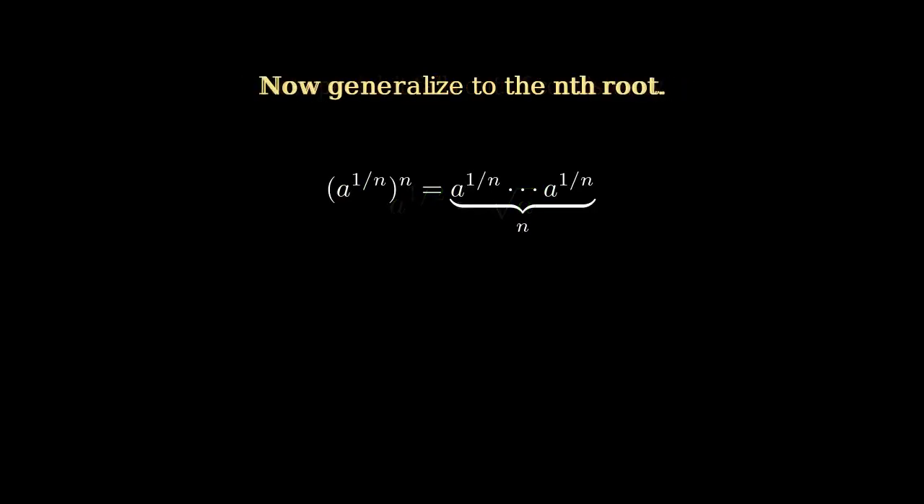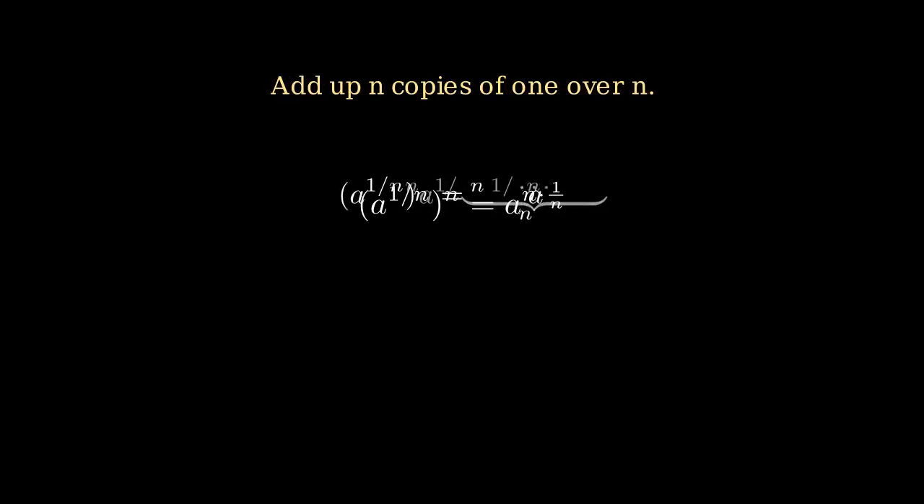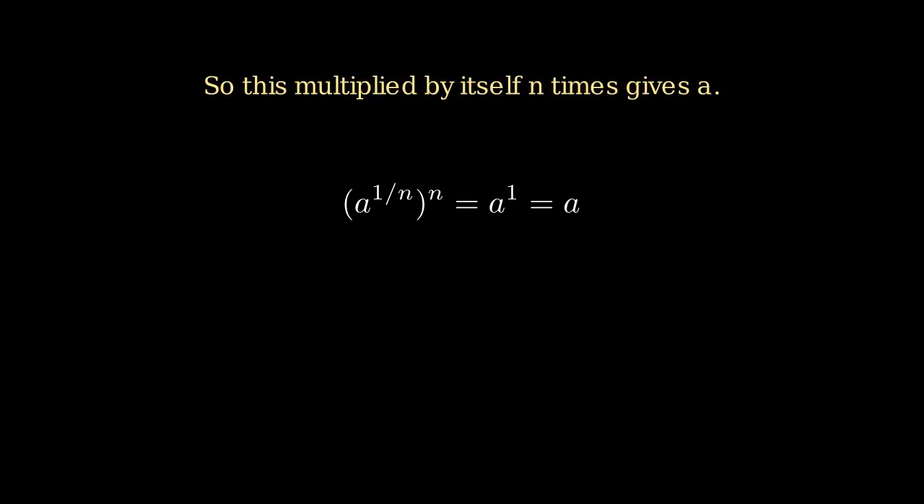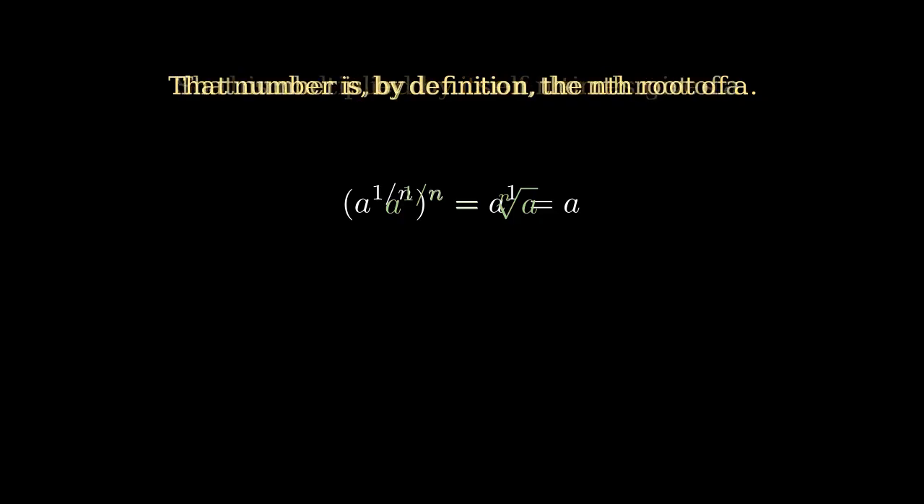Now let's generalize that same argument. Multiply a^(1/n) by itself n times, and by our very first law, the exponents just add up. N copies of 1 divided by n, giving a total exponent of 1. So a^(1/n) multiplied by itself n times must equal a. And the number that, when multiplied by itself n times, gives a is by definition the nth root of a. So a^(1/n) equals the nth root of a.